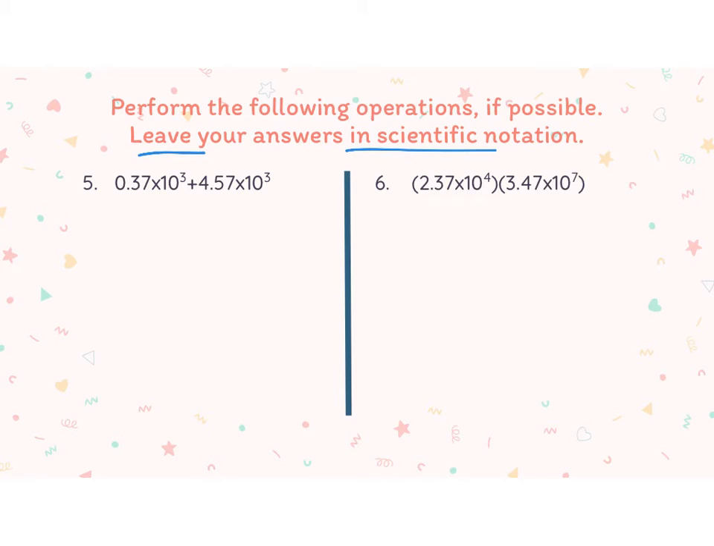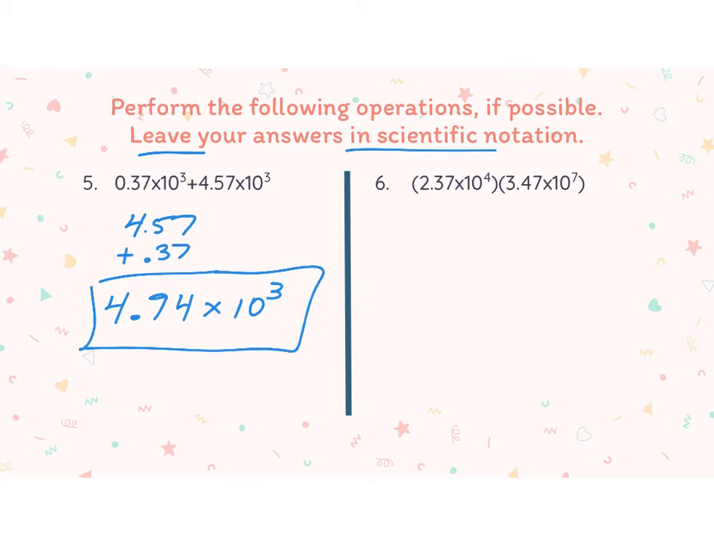Leave your answers in scientific notation, all right? So on a calculator, what I would do is 4.57 plus 0.37. That is 4, carry the 1, 9, 4. Times 10 to the third. With addition, it is super easy because see how these decimal points line up all the way across, because they're both 10 to the third. And so I don't have to worry about changing anything. I just have to add straight up and straight down.